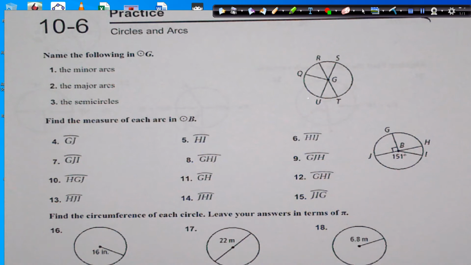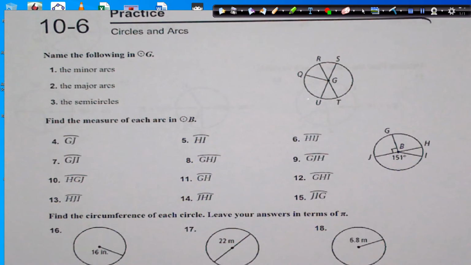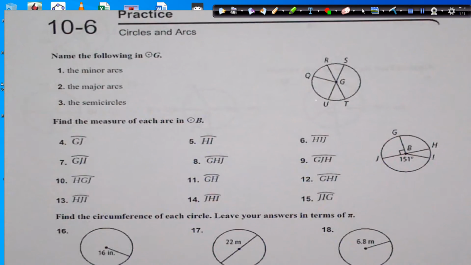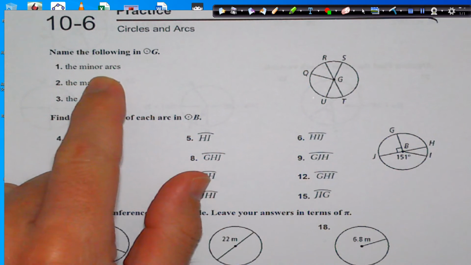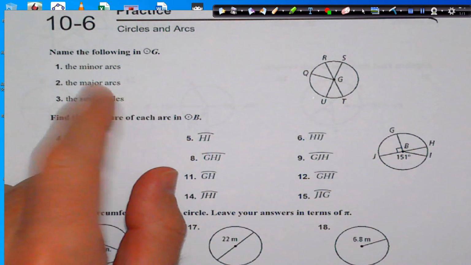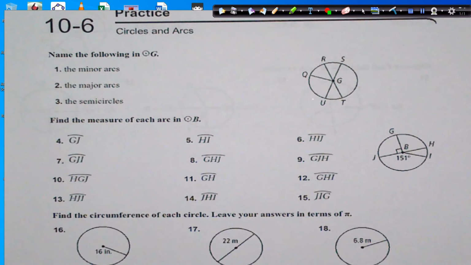Alright guys, we're going to do the evens here. And this first one is naming major arcs. So when you name a major arc, you have to use 3 points, and it has to be over 180. Minor arc, we're only going to use 2 points, and it's got to be less than 180. And then semicircles are exactly 180. You can use 2 or 3.